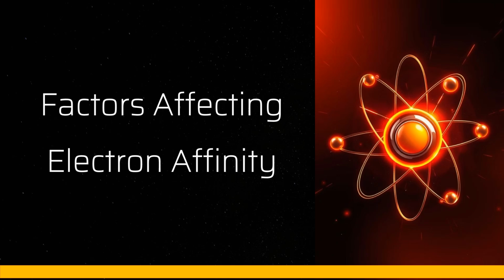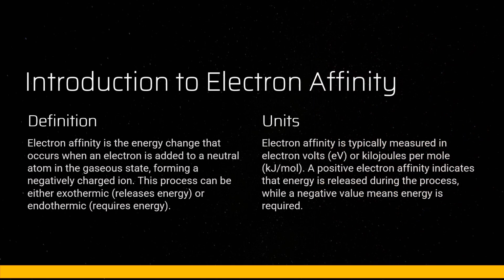So, let's get started. First, let's understand what electron affinity is. Simply put, it's the energy change when a neutral atom in its gaseous state gains an electron, forming a negatively charged ion. This process can either release energy, which we call exothermic, or require energy, known as endothermic. Electron affinity is typically measured in electron volts or kilojoules per mole. A positive value means energy is released, while a negative value indicates energy is needed.